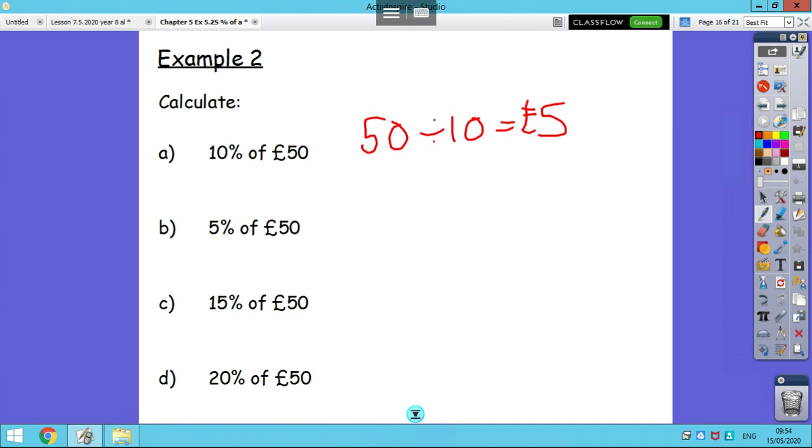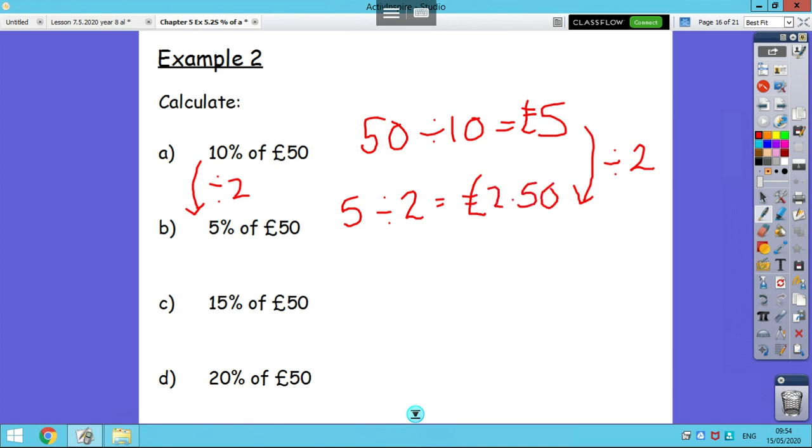Well, I know that 10% to 5%, it's half, so I divide by 2. So to get my 5%, I would need to divide that by 2. So what's half of £5? £5 divided by 2 is £2.50. Yeah, half of £5 is £2.50. So we've got our 5% is £2.50 and our 10% is £5.